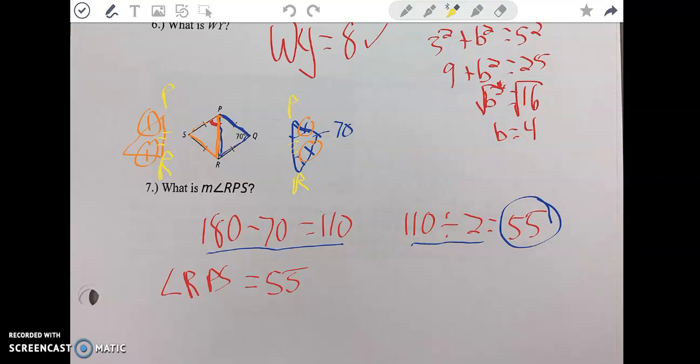So if they're the same triangle, that means they have the same parts. So if this is 70 and the bottom two are 55, then it has to be the same thing with both of them, with both triangles. So then this becomes 55 as well. So that's where we get the 55.